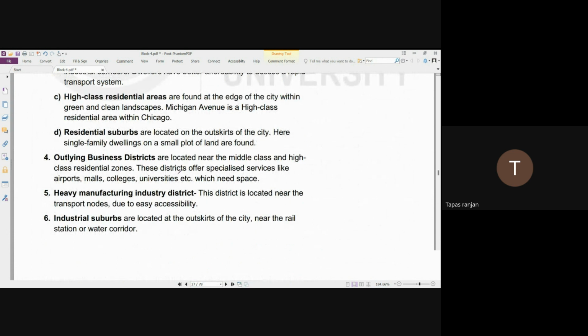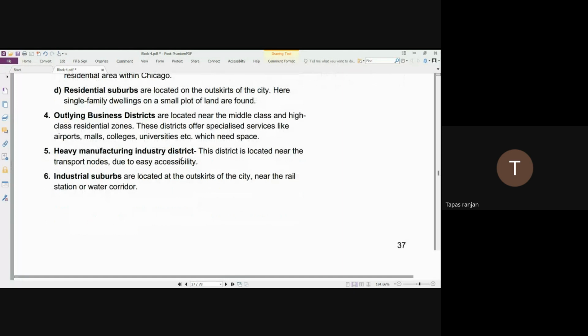So what are the outlying business districts? Those are basically located near the middle class and high class residential zones. And these districts basically offer you specialized services. Okay. So what are the specialized services? It will be providing you education, it will be providing you health facilities, and it will be providing you different other services.